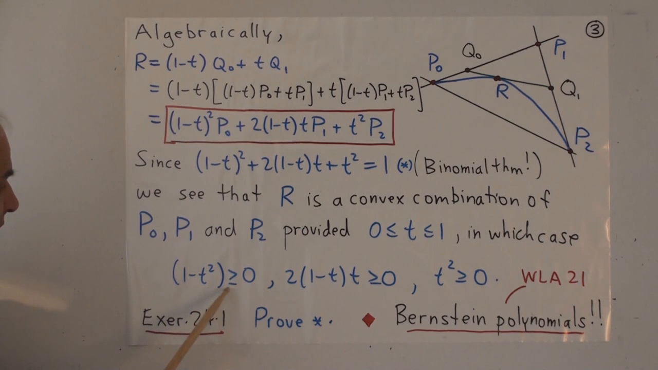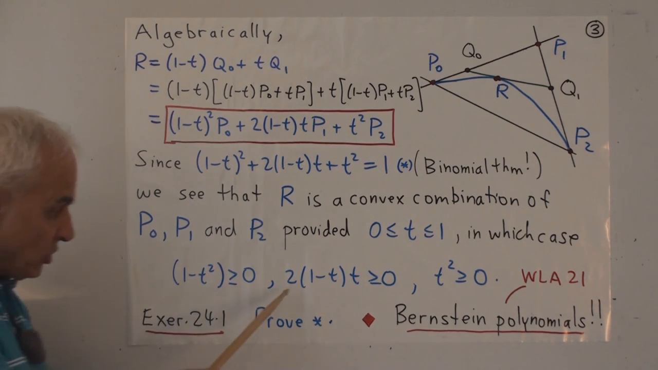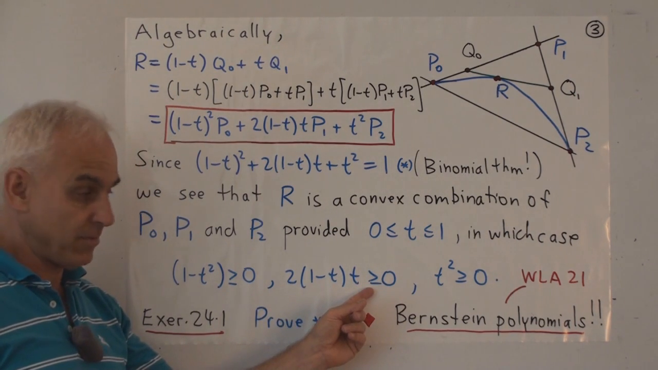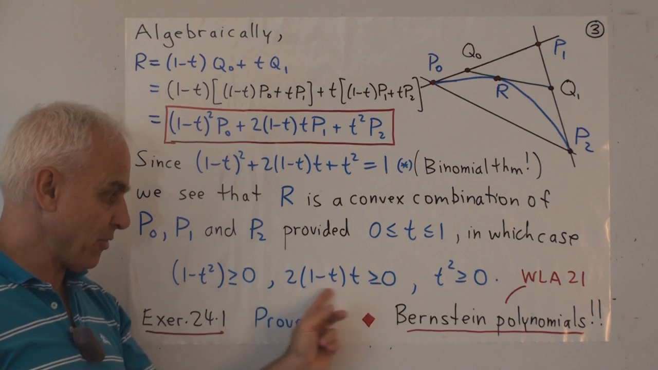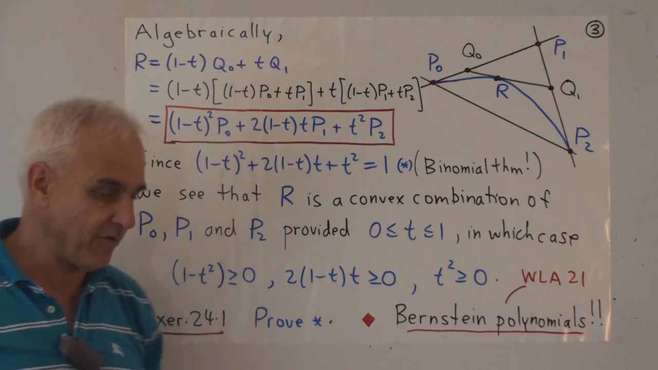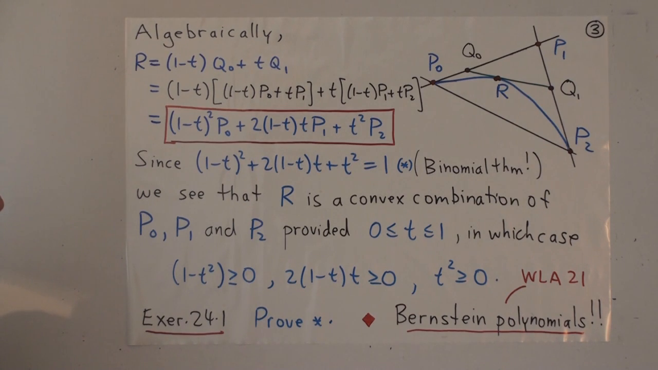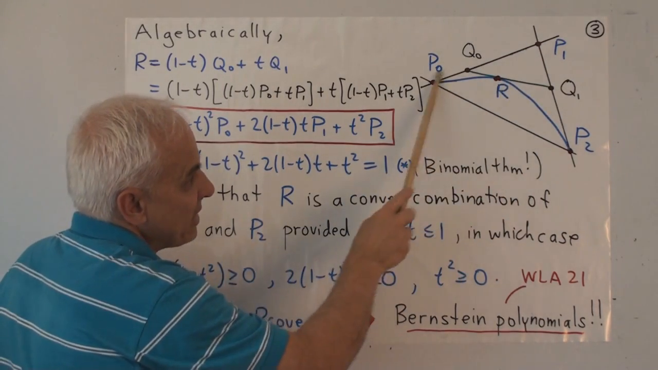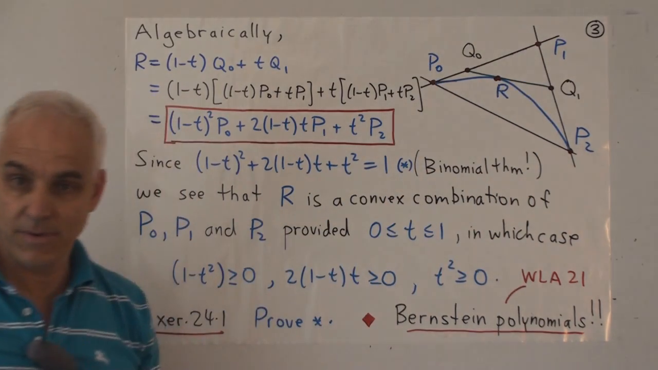(1 minus t) squared is always greater than or equal to 0 if t is between 0 and 1. 2 times (1 minus t) times t is also positive because t is between 0 and 1. And t squared is always bigger than or equal to 0 because it doesn't matter what t is. So this is a situation where this point R is in fact a convex combination of P0, P1, and P2.